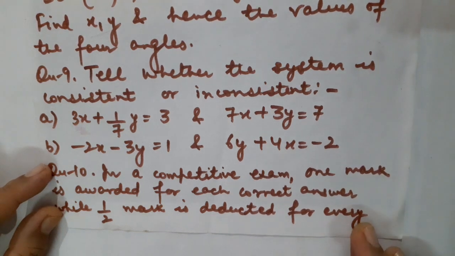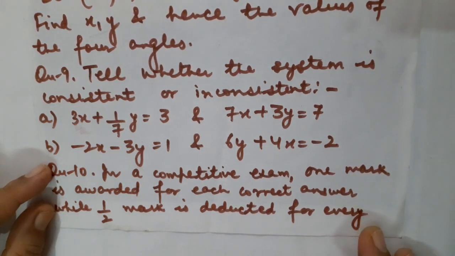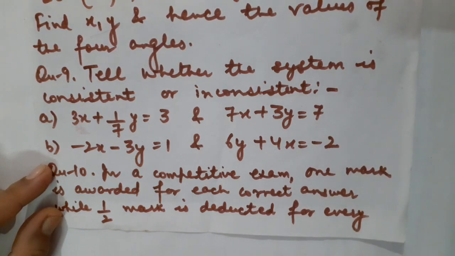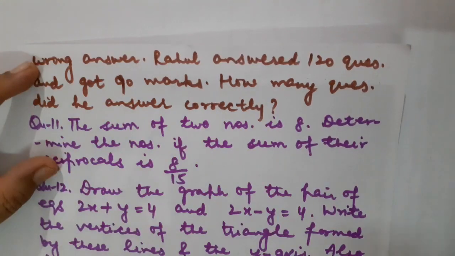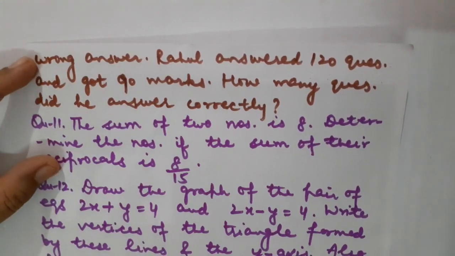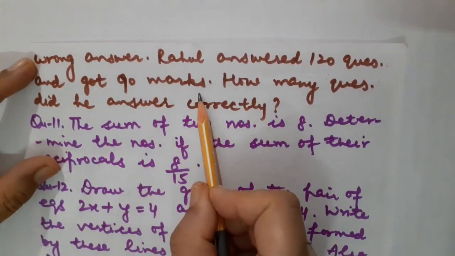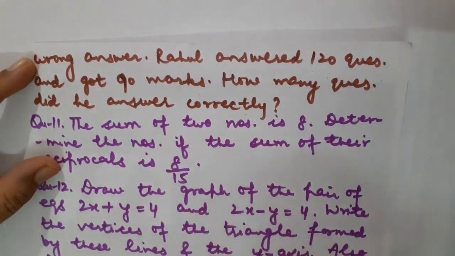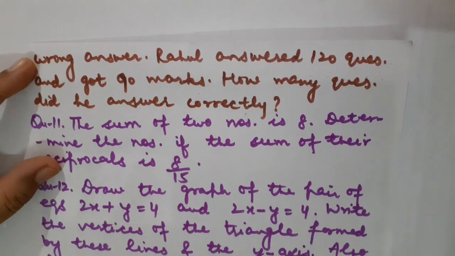Now here you can see question number 10. In a competitive exam, 1 mark is awarded for each correct answer and half mark is deducted for every wrong answer. Rahul answered 120 questions and got 90 marks. How many questions did he answer correctly? Okay, so please have a look on the solution and check it.